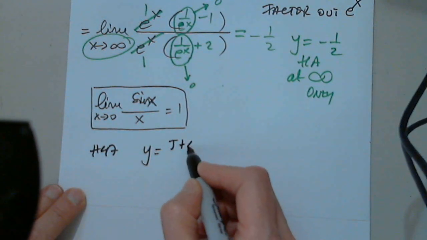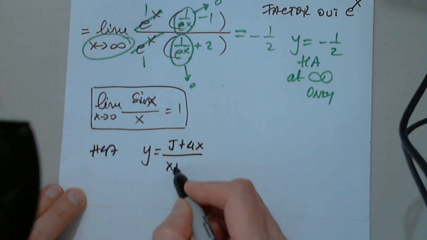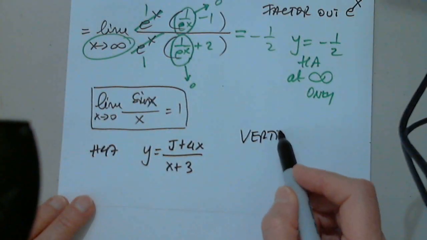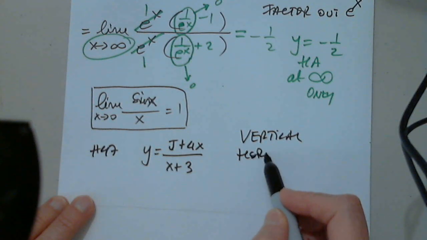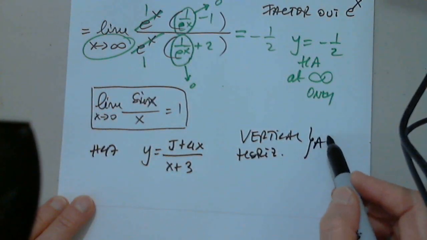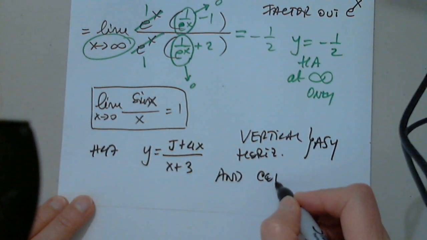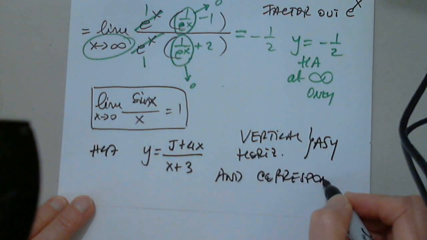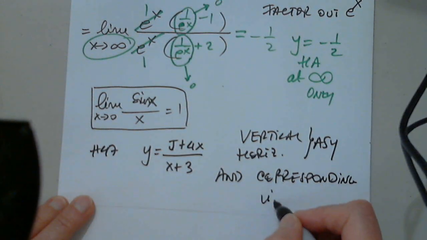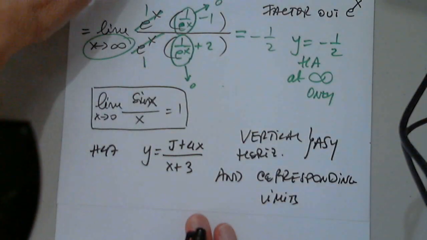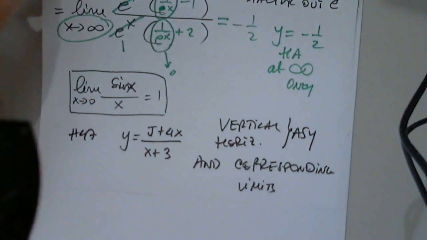So y equals 5 plus 4x divided by x plus 3. So in this question, we are asked to find vertical, horizontal asymptotes, but I'm going to add the corresponding limits. Just saying, oh, I know x equals -3 is a vertical asymptote is not good enough. We have to determine the limits.